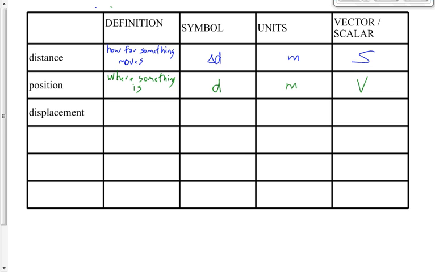Sometimes you need a direction. Okay, sometimes you don't. If you're measuring somebody's position, okay, Tara's position, you need direction. Direction matters. Okay, sometimes it doesn't, but when you're talking about position, direction matters. Does that make sense? Displacement is my change in position.